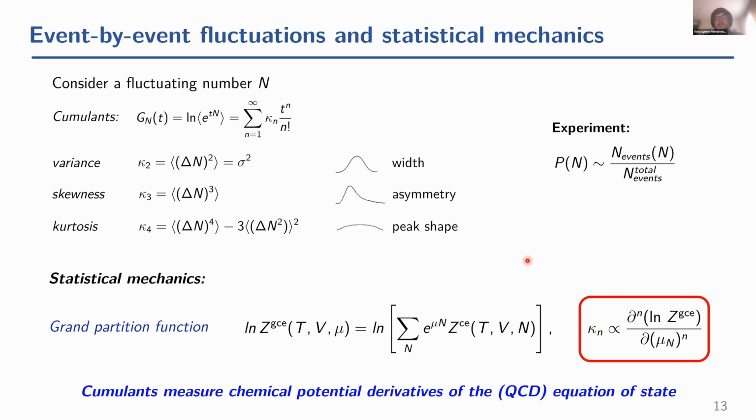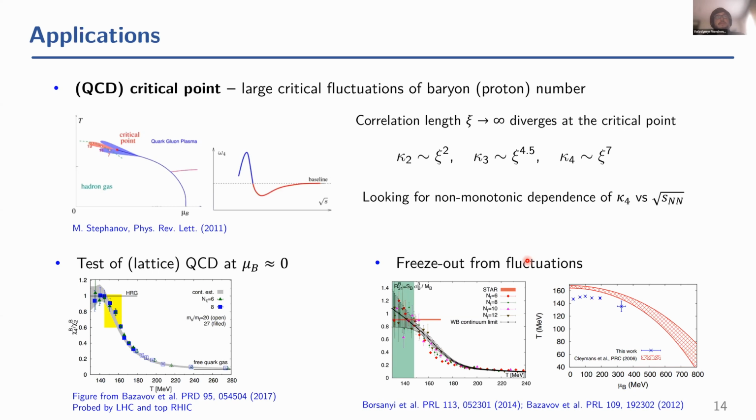For our purposes, that would be the QCD equation of state. And this forms the basis of a number of applications of fluctuations in heavy ion collisions. The most important for us is the search for the QCD critical point, because fluctuations are large in the vicinity of the critical point, namely fluctuations of baryon number. So that's the conserved QCD charge.